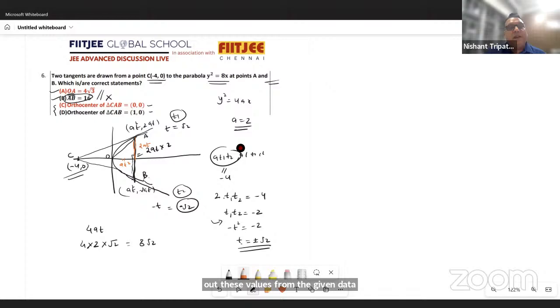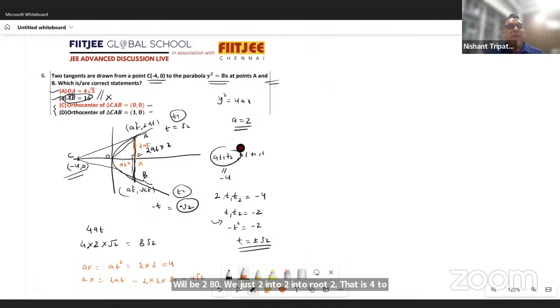Let me call this value as, say, X here. So OX will be equal to at², which is eventually 2 into t² is again 2, that is 4. And AX will be 2at, which is 2 into √2. That is 4√2.